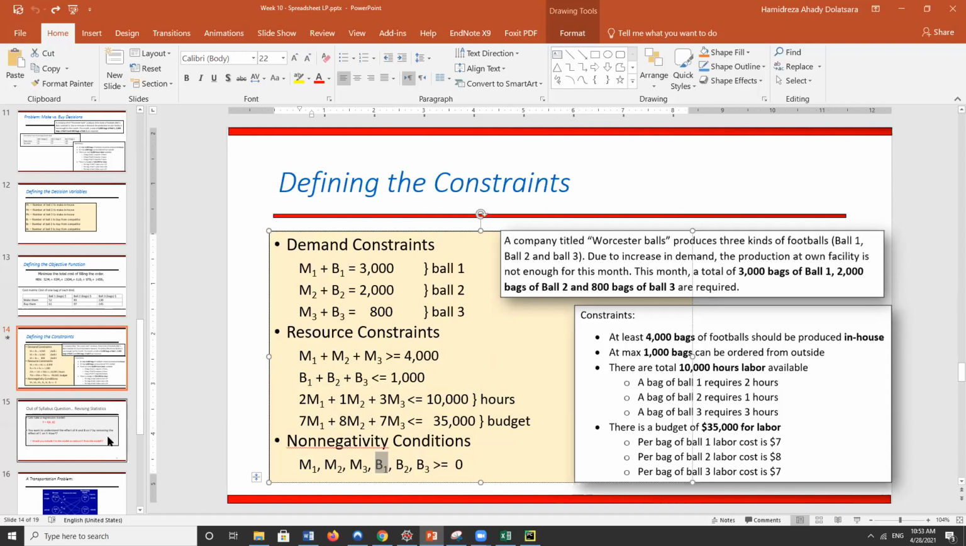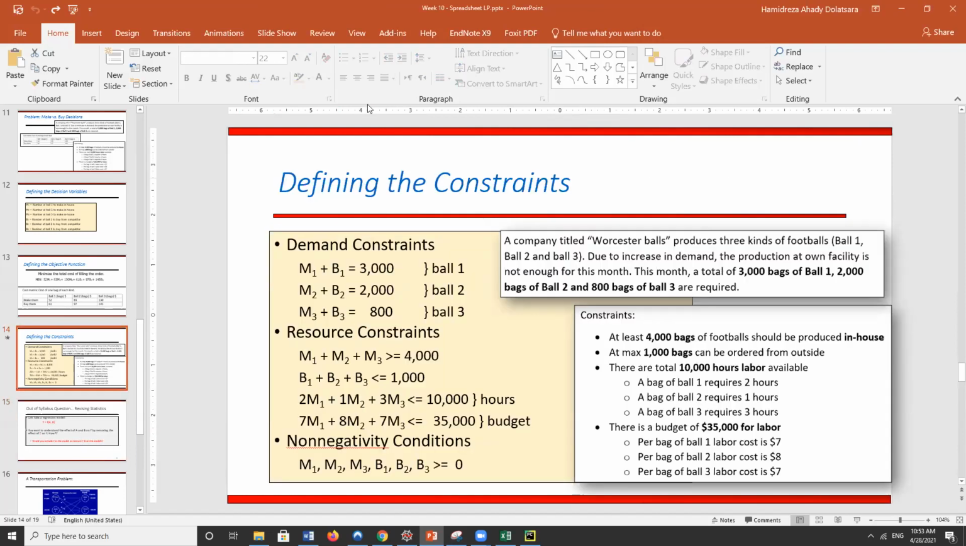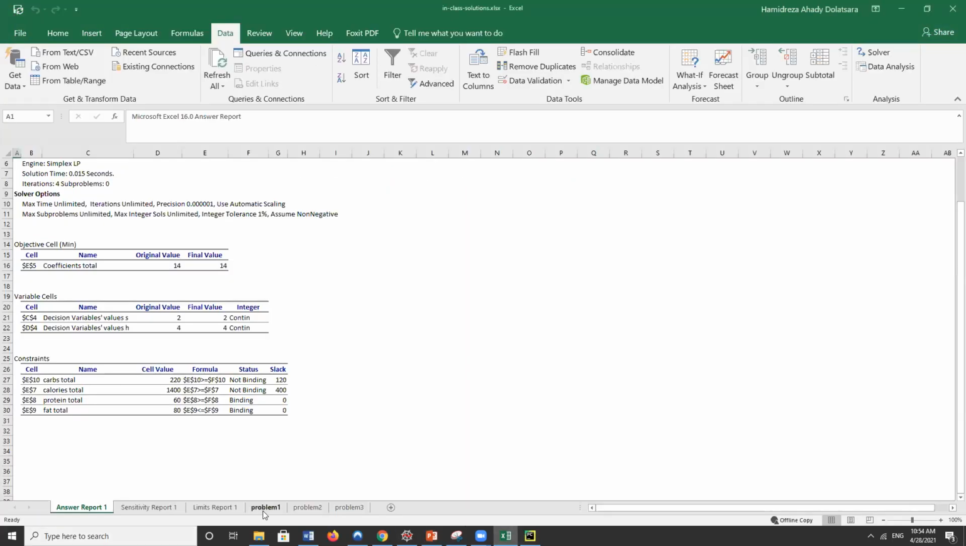Any questions? I give you 1 or 2 minutes to focus on it, then we go through the Excel solution.